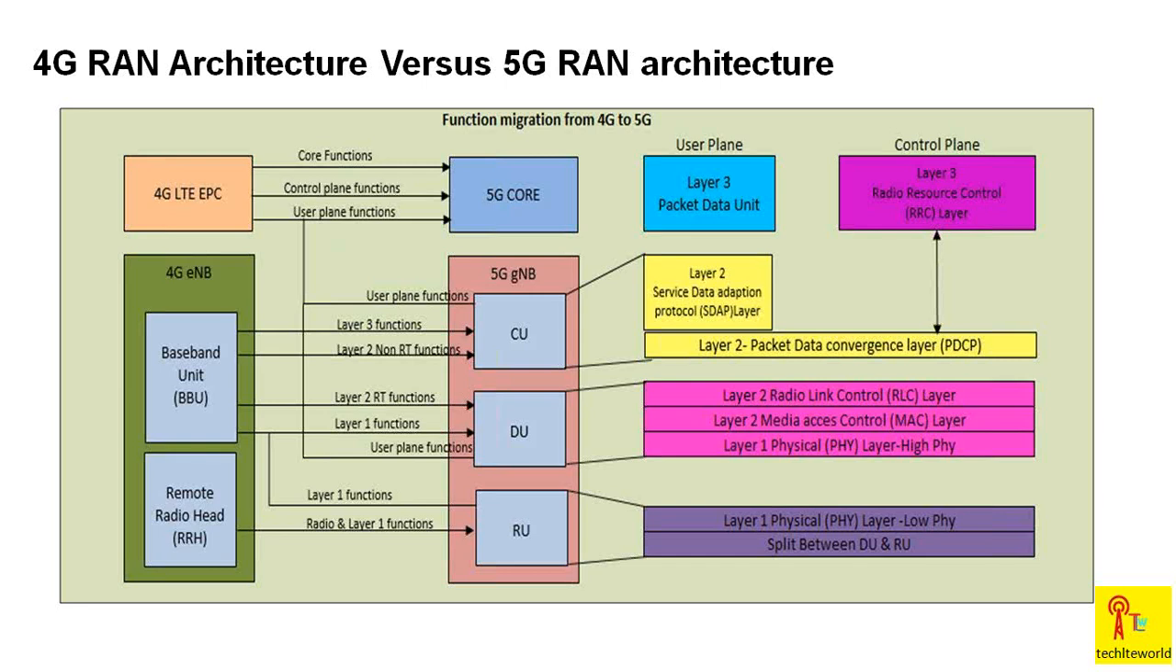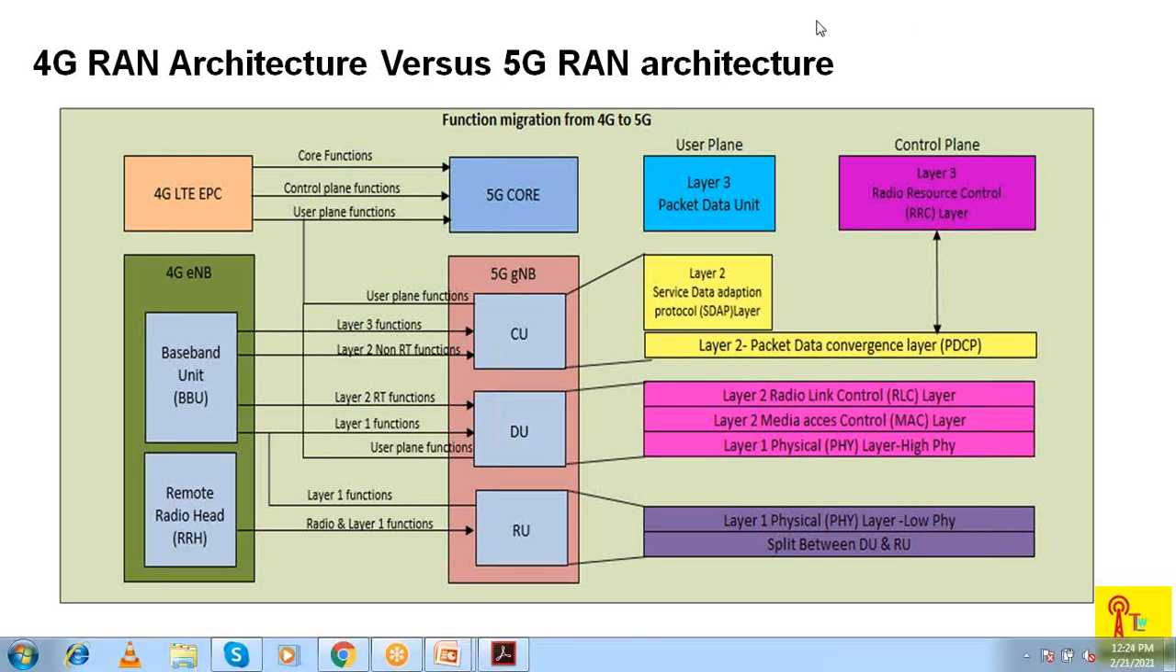My CU has some protocols: RRC, then PDCP, then we have one more protocol, the SDAP protocol. Then my DU has RLC, MAC and Hi-Fi. So we have distributed this Fi into Hi-Fi and Lo-Fi. So the RU contains my Lo-Fi also.